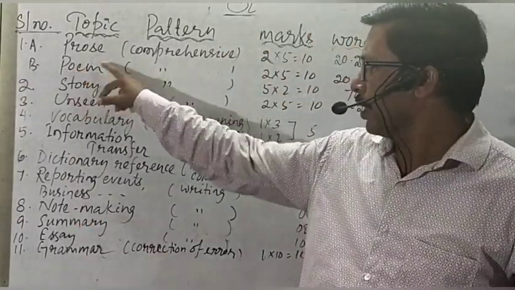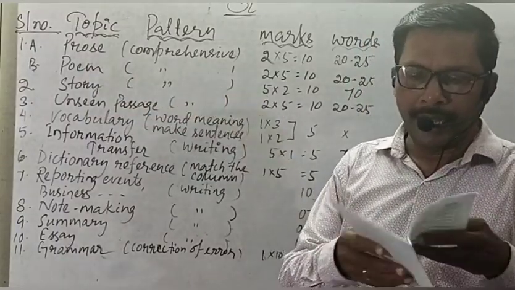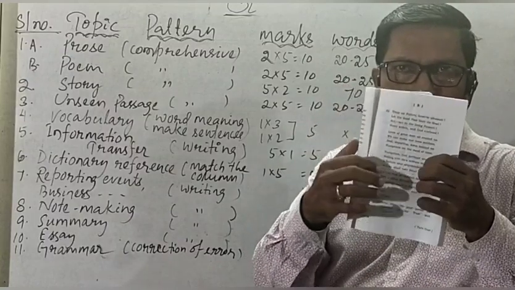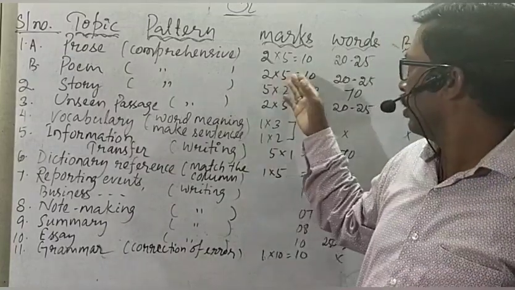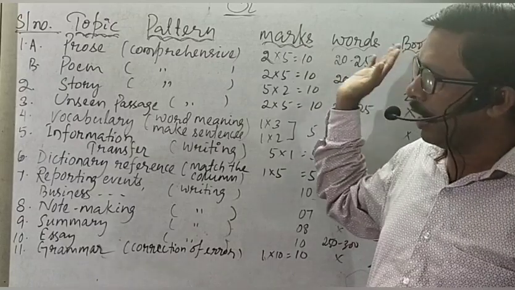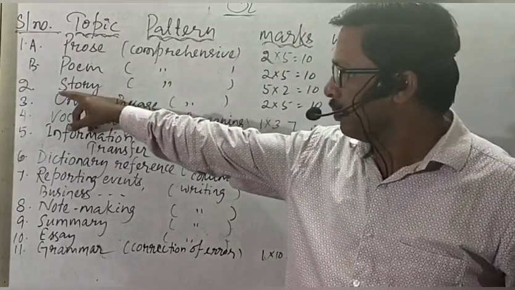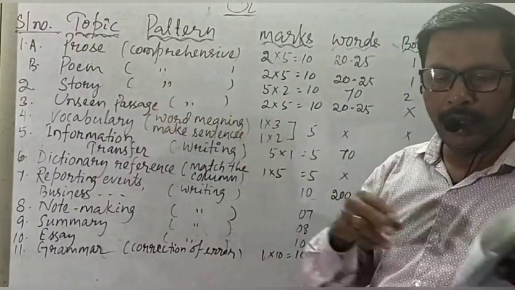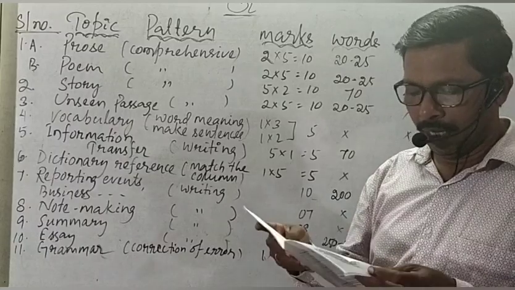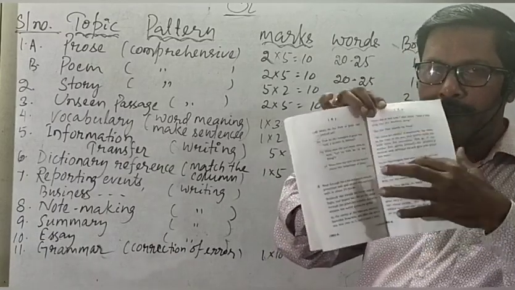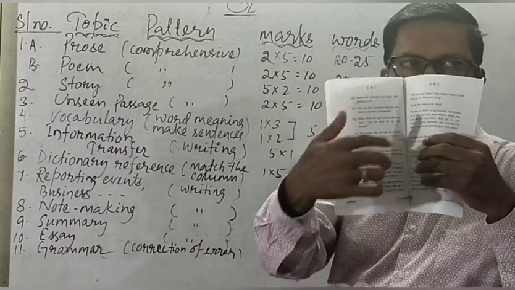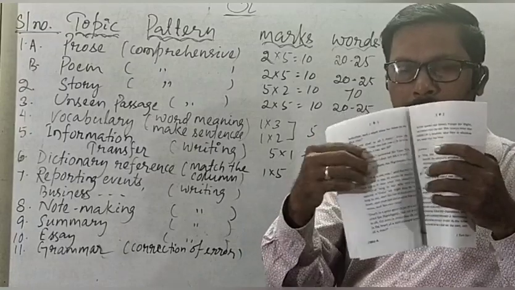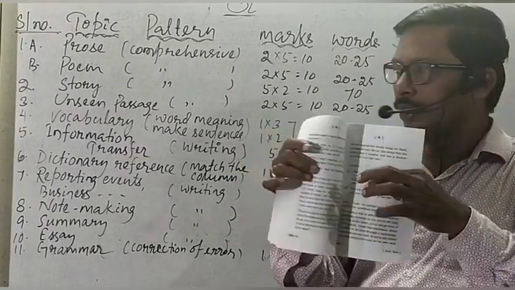1B, poem, comprehension, same thing. An extract of the poem will be given, lines from the poem, then 5 questions, 20 to 25 words, and also from book 1. Question number 2 is story, same ditto, comprehensive. Another passage will be there of the story. Look here, the passage of the story from book 2.